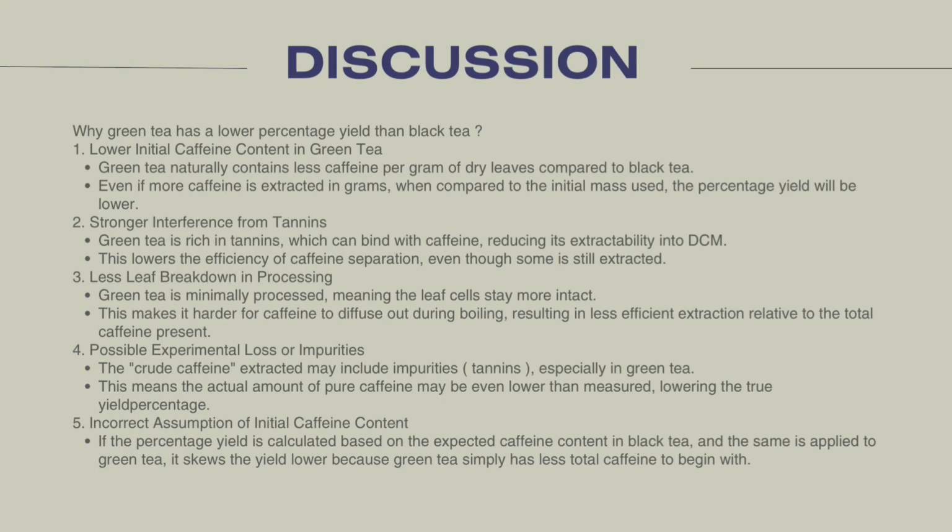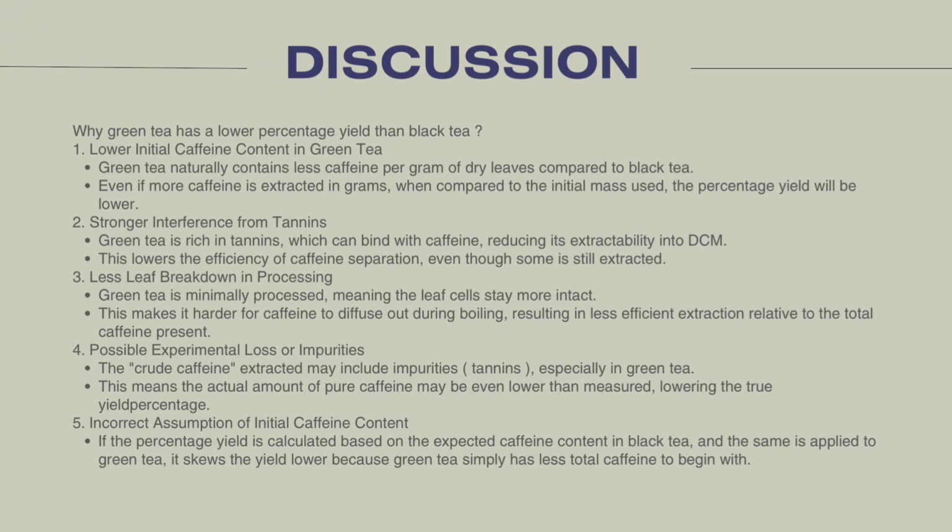Why does green tea have a lower percentage yield than black tea? First, lower initial caffeine content in green tea. Green tea naturally contains less caffeine per gram of dry leaf compared to black tea. Even if caffeine is extracted in grams, when compared to the initial mass used, the percentage yield will be lower. Second, stronger interference from tannins. Green tea is rich in tannins, which can bind with caffeine, reducing its extractability into dichloromethane. This lowers the efficiency of caffeine separation, even though some is still extracted.